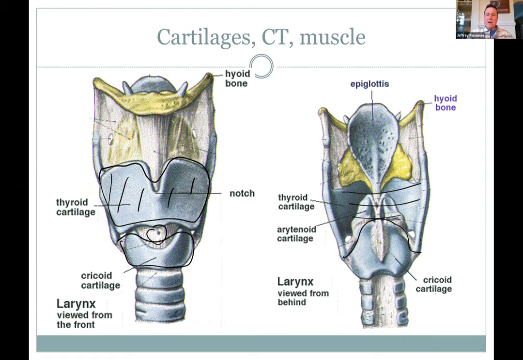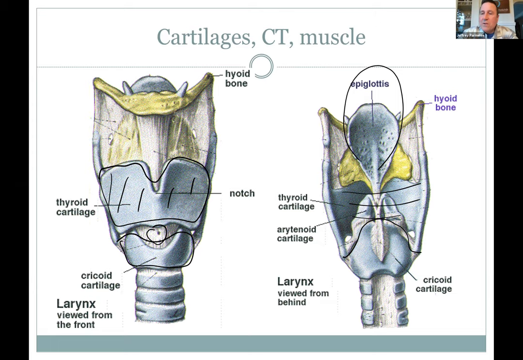I'm not going to ask you about cuneiforms and the arytenoids, things like that. But you know, thyroid, cricoid. And then the epiglottis we'll talk about. That's elastic cartilage. That's the part that flips over your windpipe, your larynx, when you're swallowing.